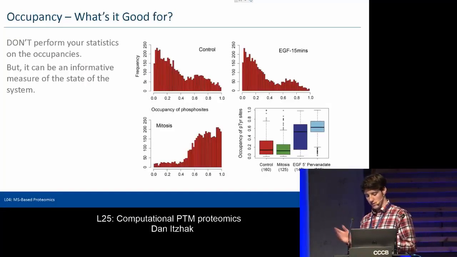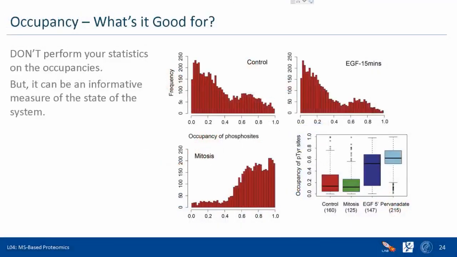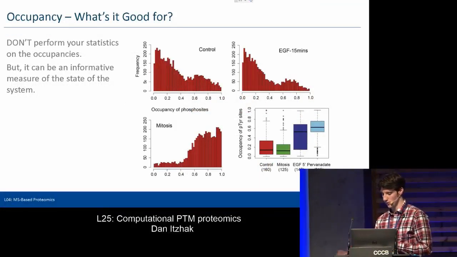Okay, so just some use of these occupancies. First of all, I wouldn't perform your statistics using these occupancy calculations. Stay with your intensities or your ratios. But this is just a histogram of the calculated occupancy relative to the frequency at which it occurs. And you can see that in the control sample, not so many peptides are found at very high occupancy. And that's really not the case for mitosis, where we see a very large number of our phosphopeptides being found at very high stoichiometry. And that's a really interesting biological phenomenon.